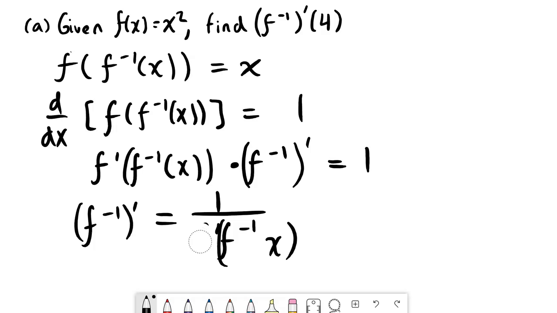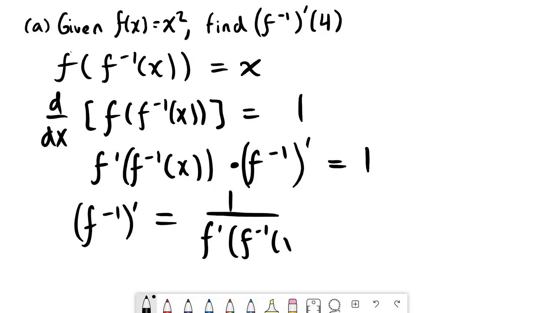let me just rewrite this actually. 1 divided by f prime of f inverse of x. This process is, I feel, much easier than taking the effort to memorize this formula. So now we can actually begin the problem. And it takes just 30 seconds. It's not too bad.